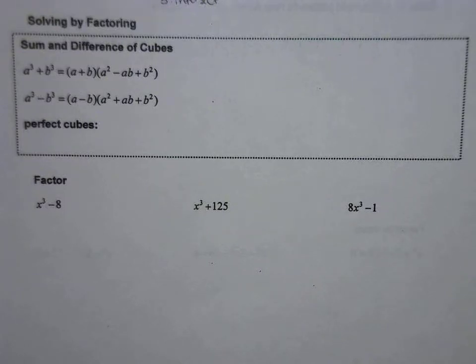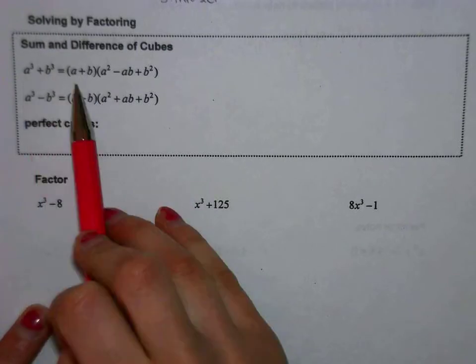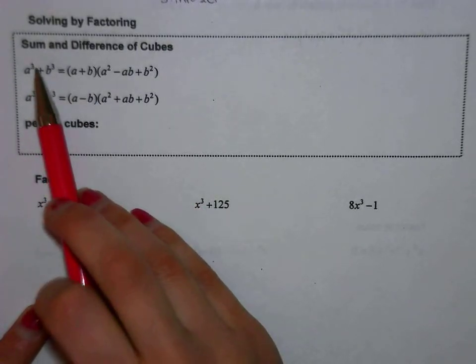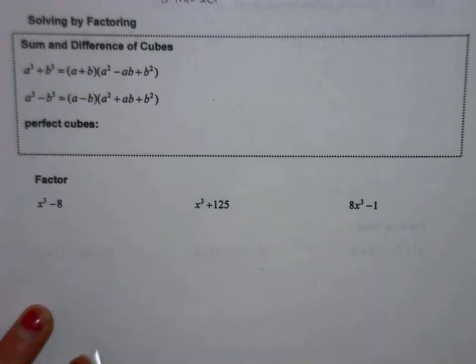Today we're going to be looking at solving by factoring. And when we're factoring, we're doing both the sum of cubes and the difference of cubes. The sum is when you have a to the third plus b to the third, two of those, and this is what they turn into. And we'll look at examples on how we can use both of these forms.